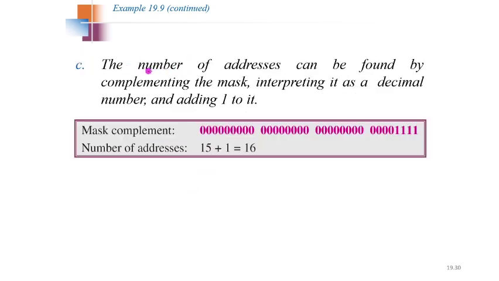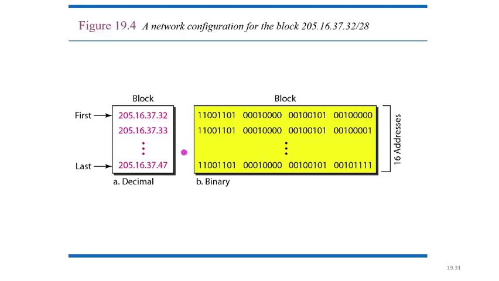Next, we need to find the number of addresses. The number of addresses can be found by complementing the mask. After complementing the mask, we find its decimal equivalent, because it is in binary. In decimal it is 15. Whatever the value is, we add 1 to it, so 16 is the total number of addresses. This is another method to find the last, first, and the total number of addresses.